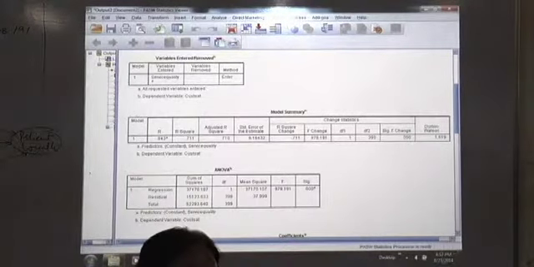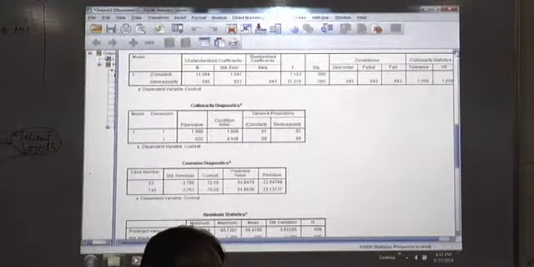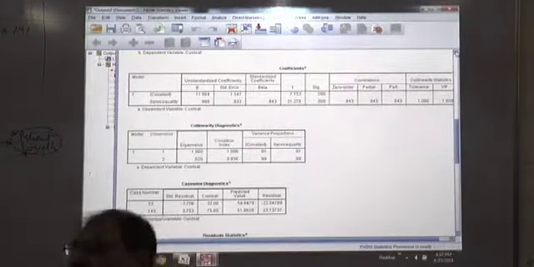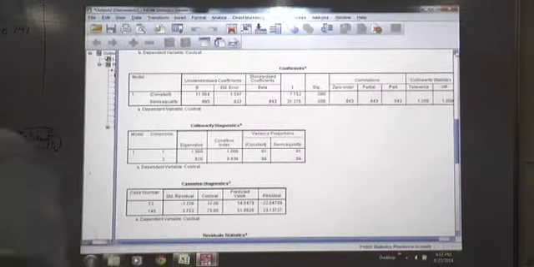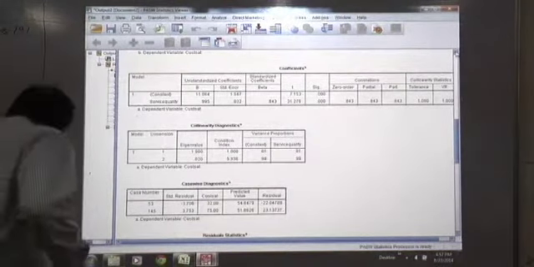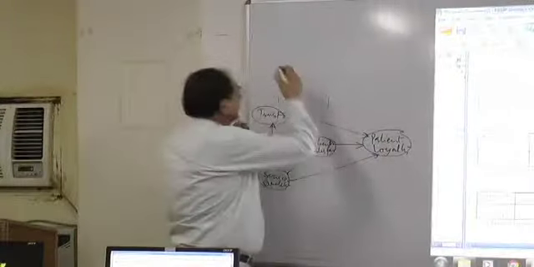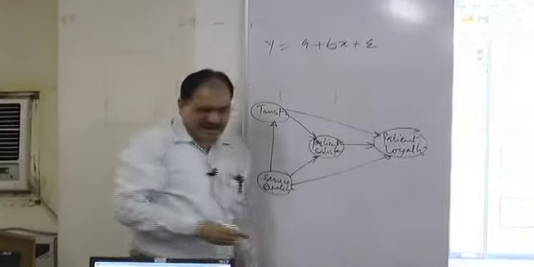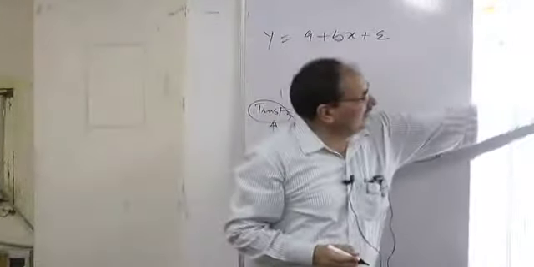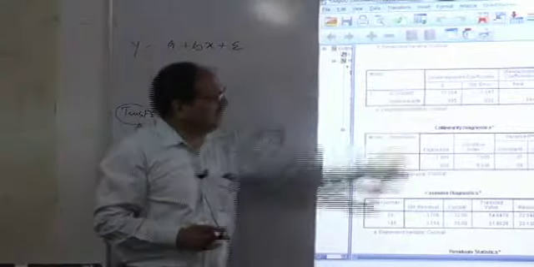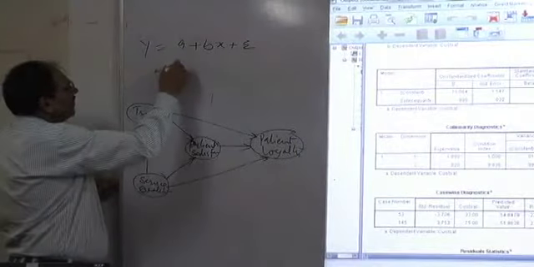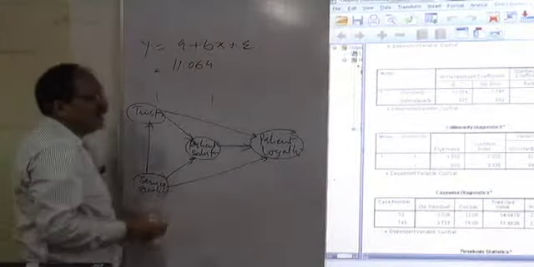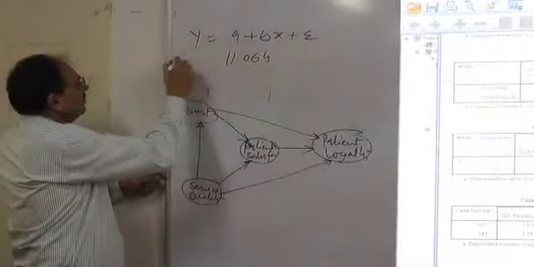Okay. The third table that you need to interpret is the coefficient table. Please look at the coefficient table. You can use that for developing your regression equation. Your regression equation, as I stated earlier, is y equal to a plus bx plus error. Now, what is a? A is under B in front of constant, 11.064. And what is y? Y is customer satisfaction.